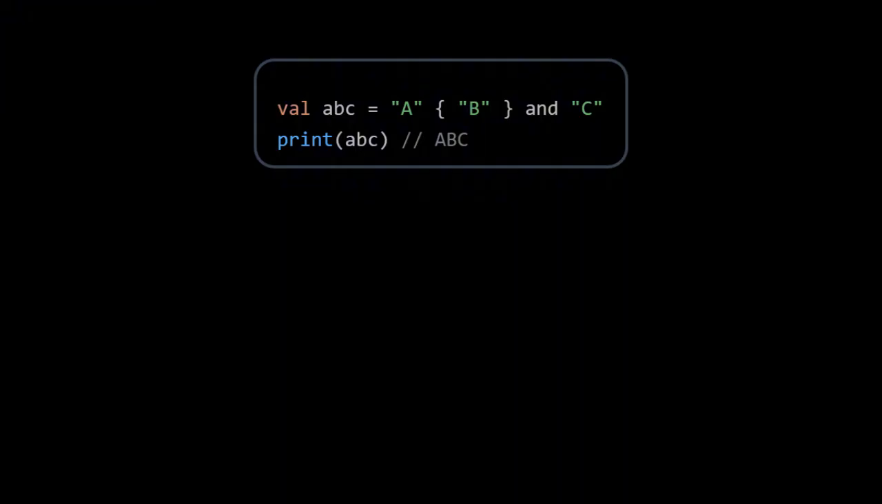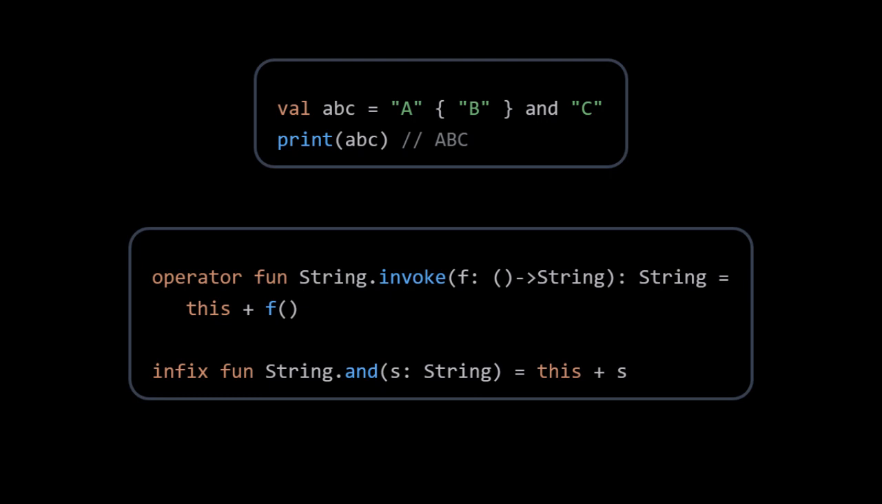We define a value ABC as the string A, followed by a lambda returning B, and then the string C, and printing it somehow gives us ABC. All we need to make this terrible syntax possible is to define an invoke operator on string that concatenates the string with the result of a function, and an infix function on string that concatenates two strings. This code violates many rules that we will describe later.